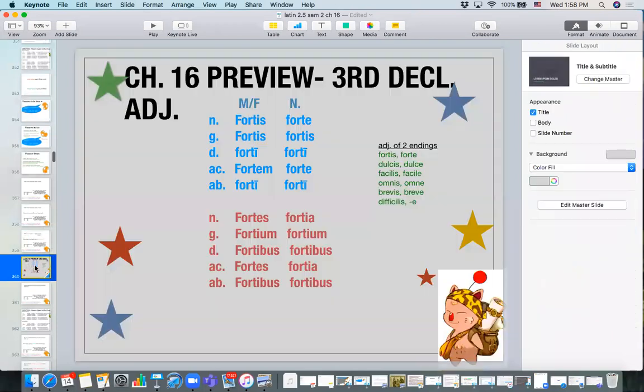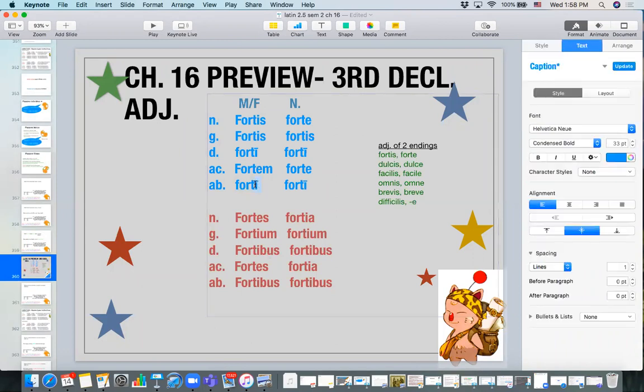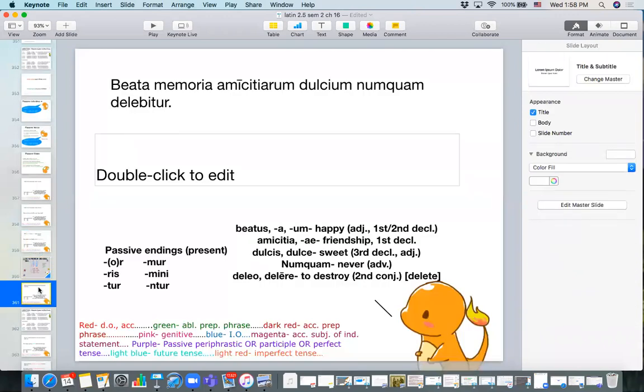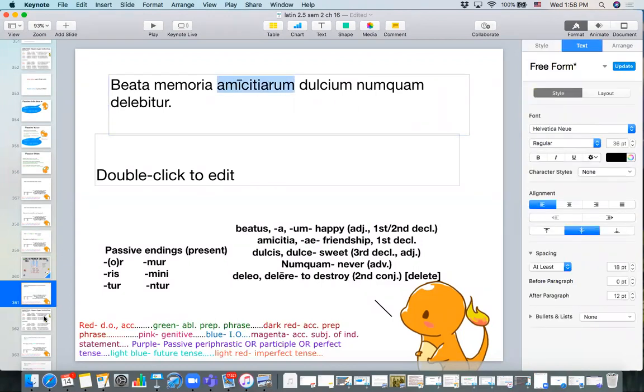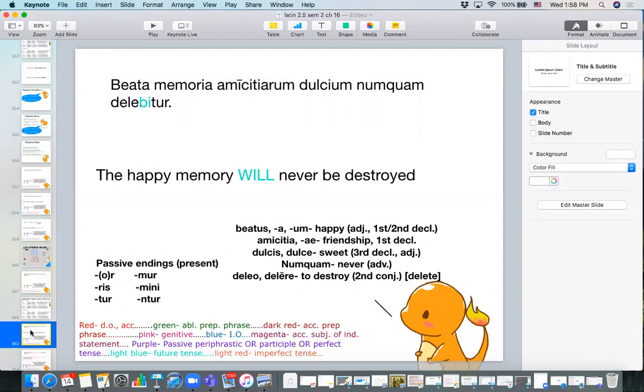I guess I put this slide here just to say that third declension adjectives get I's in their ablative and dative, not just dative, like third declension nouns. Okay. Beata memoria amicitiarum docium numquam delebitur. Stop me if y'all have questions, please, honestly. Beatus is an adjective no one likes to remember. It just means happy. So it's the happy memory of sweet friendship. That's amicitiarum docium. Those are the first four words. And then our verb is delebitur.